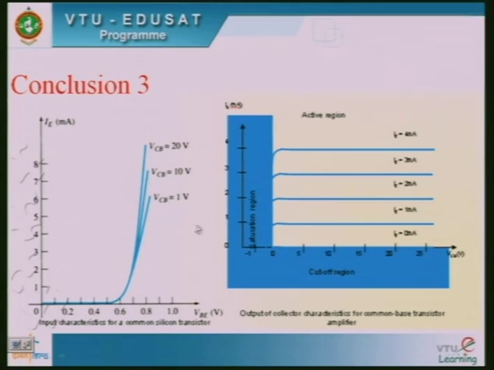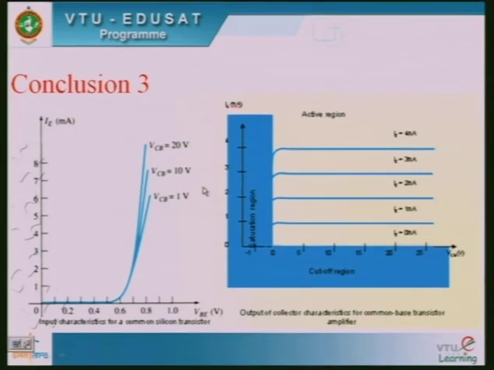This is mainly because whenever there is an increase in VCB, the width of the depletion layer across the collector junction increases and penetrates more into the base region, so more majority carriers can be swept into the collector, thereby increasing the IE current.